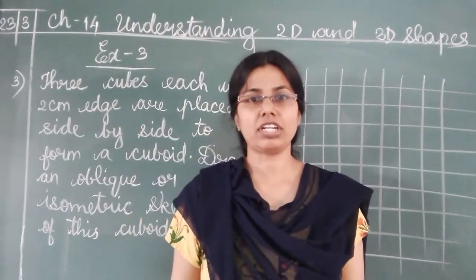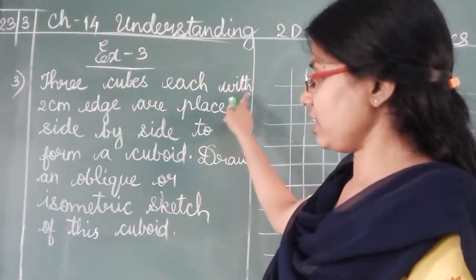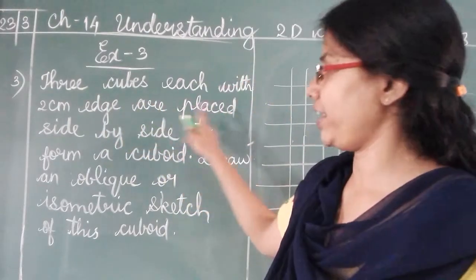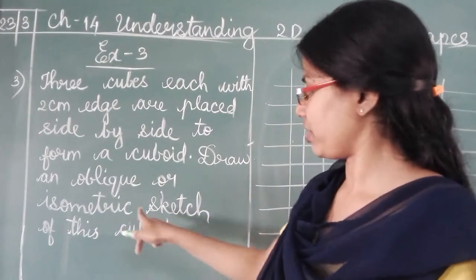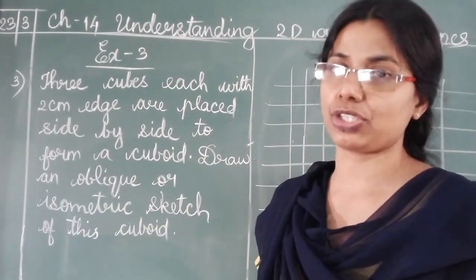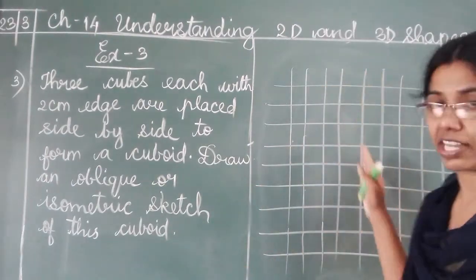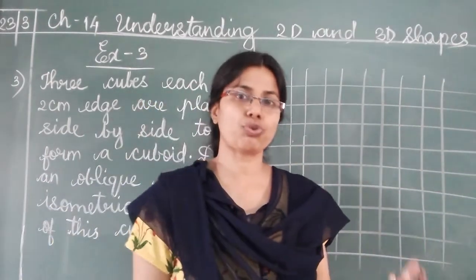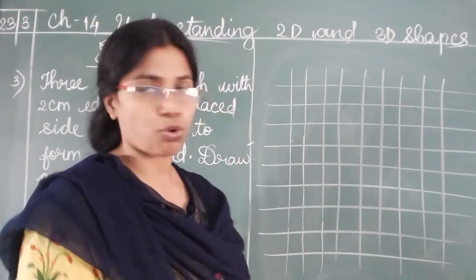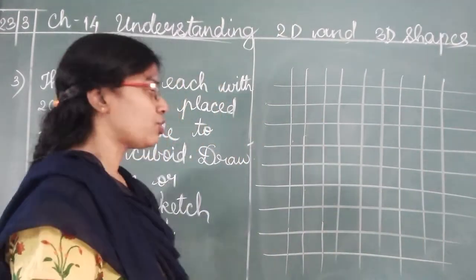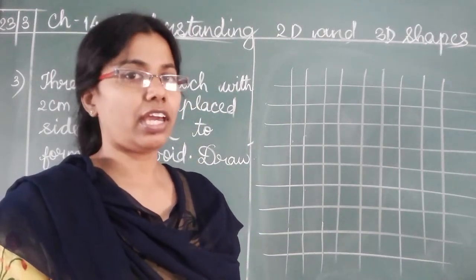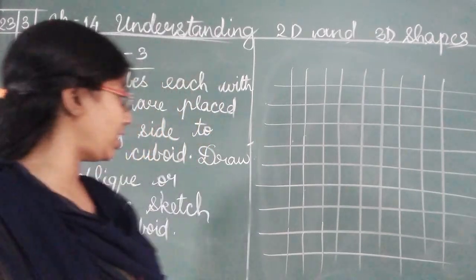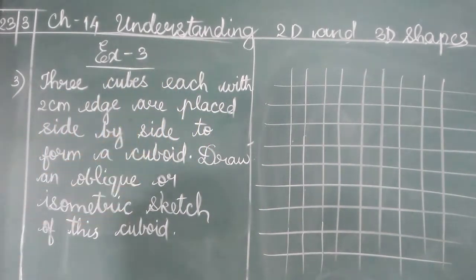Okay children, let us do the third problem. 3 cubes each with 2 centimeters edge are placed side by side to form a cuboid. Draw an oblique or isometric sketch of this cuboid. This is the question given. First of all, a graph paper or squared sheet is used to draw an oblique sketch. So let us draw an oblique sketch on the graph sheet. Each cube has a 2 centimeters edge, and 3 cubes are kept side by side.